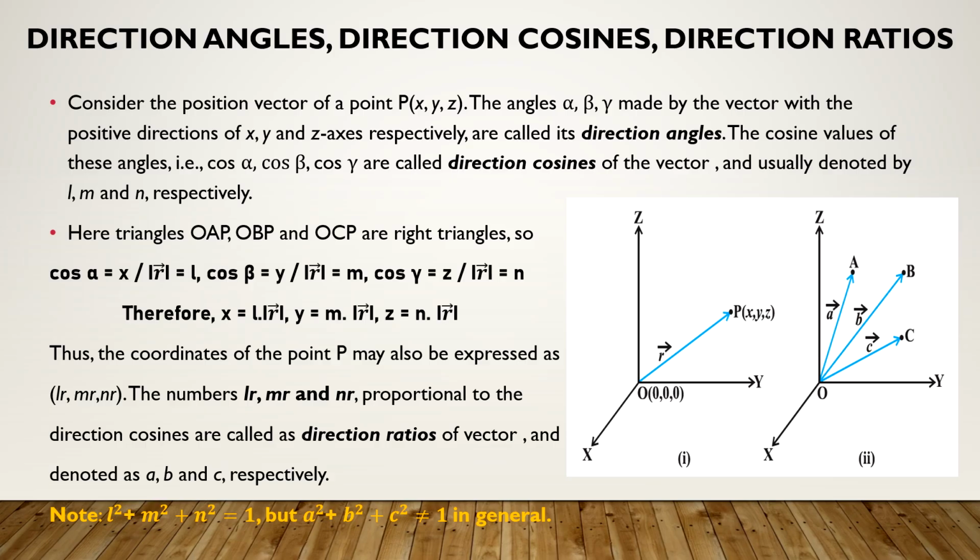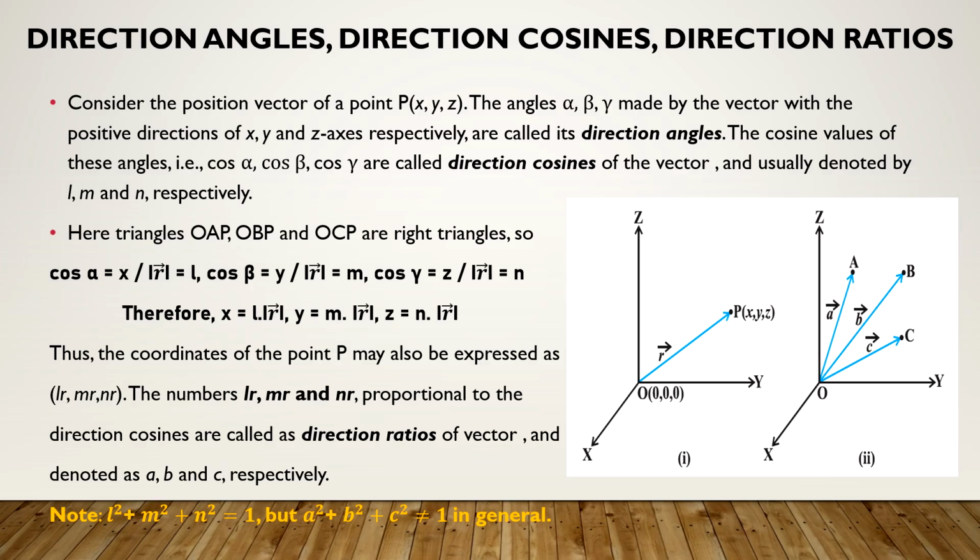So our P which had coordinates x, y and z can also be said to have coordinates l into r, m into r and n into r. Now these numbers lr, mr and nr are proportional to the direction cosines. So they are called the direction ratios of the vector. So basically the coordinates of P, which are expressed as lr, mr and nr, these are called the direction ratios of the vector.